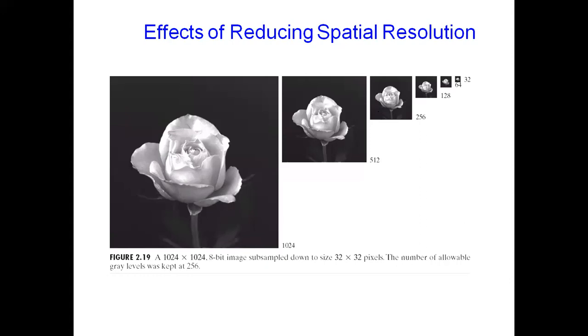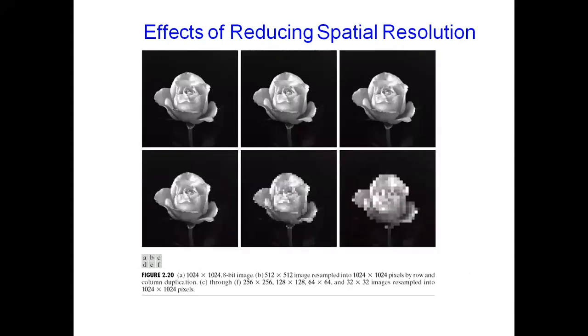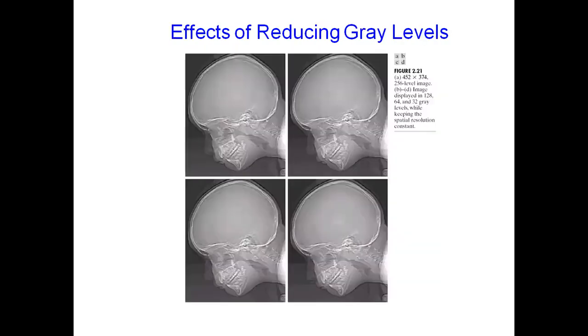Here a 1024 8-bit image has been subsampled down to 32 cross 32 pixels. The number of allowable gray levels is shown as 256. You can see how the number of pixels has been broken down, and it is shown with row and column duplication through 256, 128, 64 and 32. They have been resampled back to 1024. Similarly, this is one more example for reducing the gray levels, reducing from 256 to 128 to 32 overall.